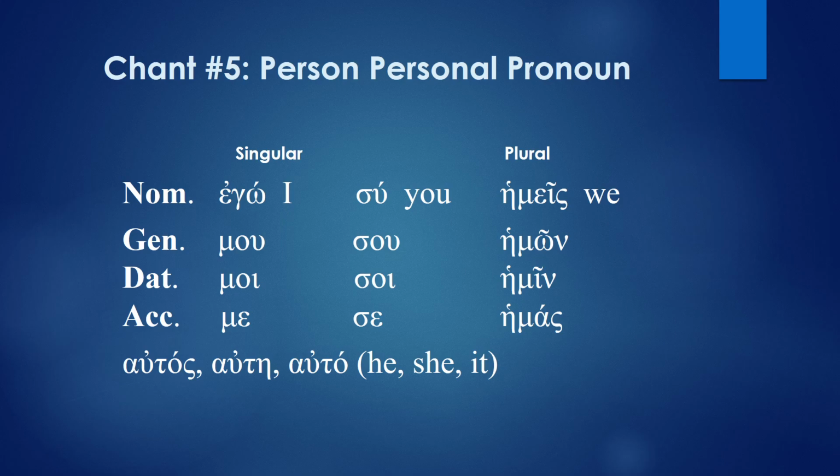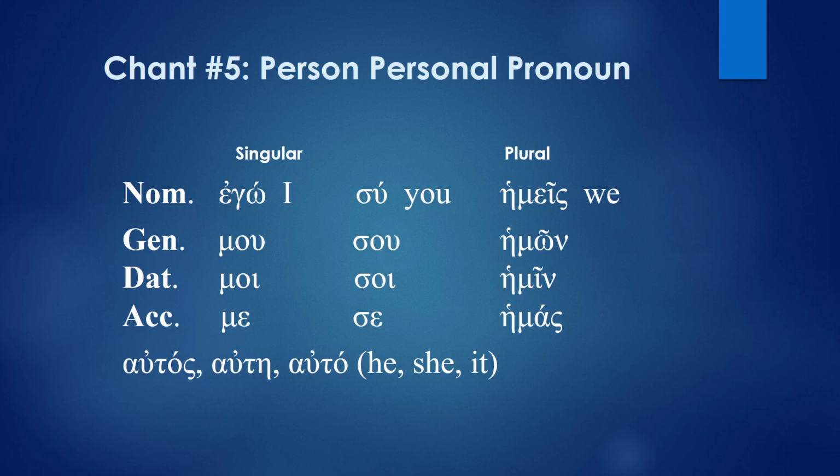Second person singular, su, nominative singular, when it's the subject of the sentence, you. Sou, genitive singular, your. Soi, either to, by, for, at, or with, you, in the dative case. Se, accusative singular, you, when it's the object of the sentence.